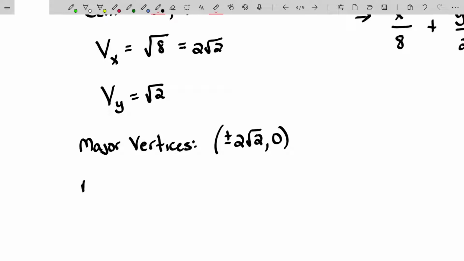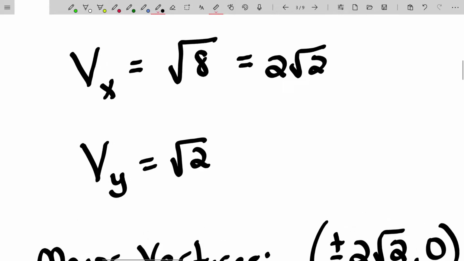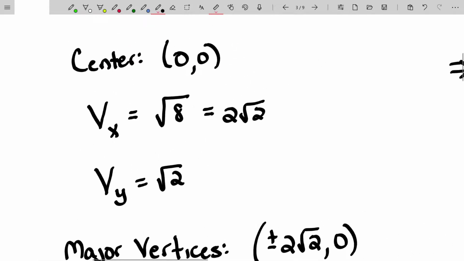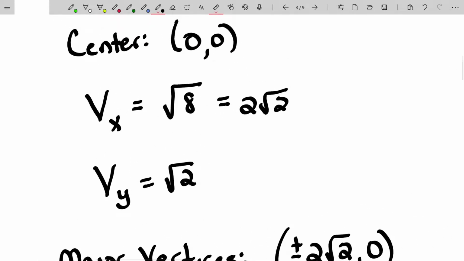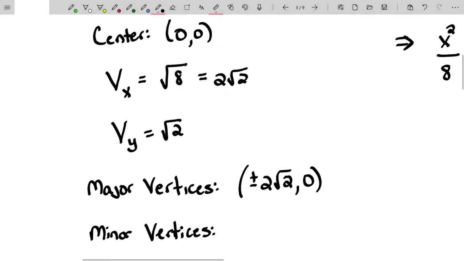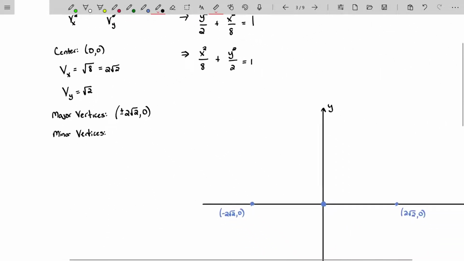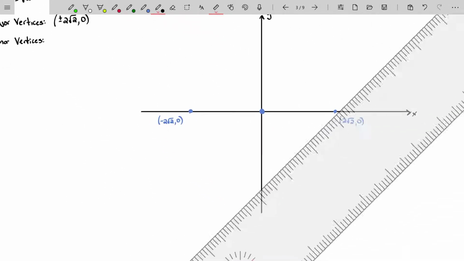The minor vertices, write that in, those exist a distance of root 2 away from the center. And it's a root 2 away from the center because that's the smaller of the two distances of v sub x and v sub y. So that would be the minor vertex distance. So I'm going to measure that out as well.